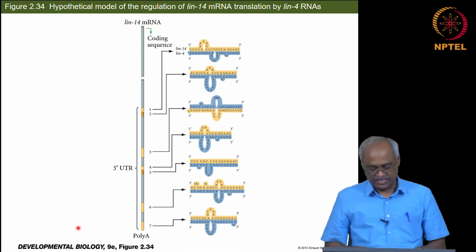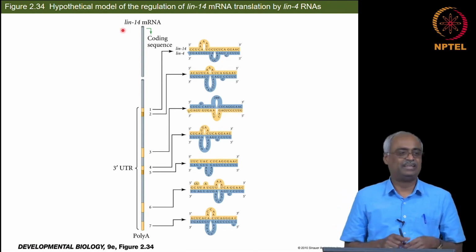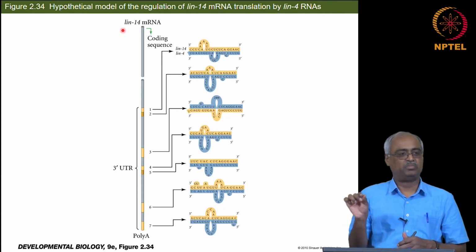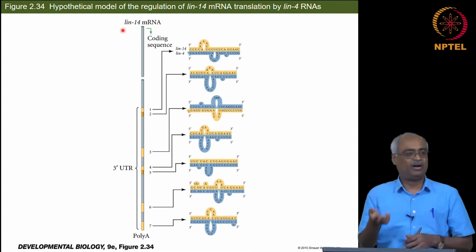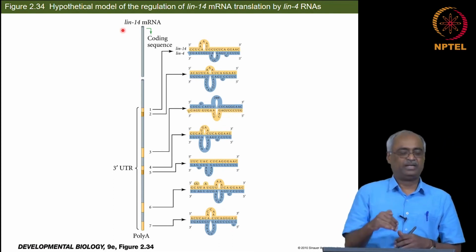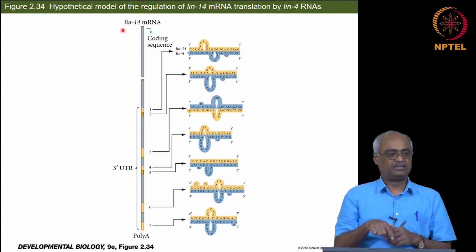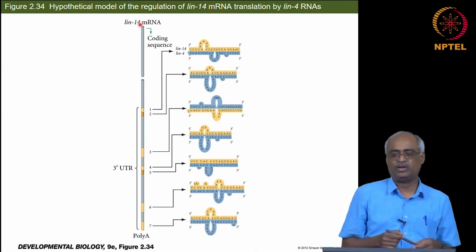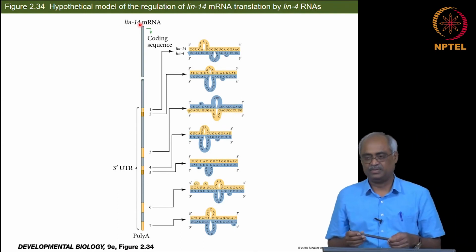So, lin stands for lineage. In C. elegans most genes have 3 letters, a hyphen and a number. The number usually is the order in which that particular gene belonging to that class was identified. So, lin, meaning lineage defective, in that it is the 14th gene that they identified.